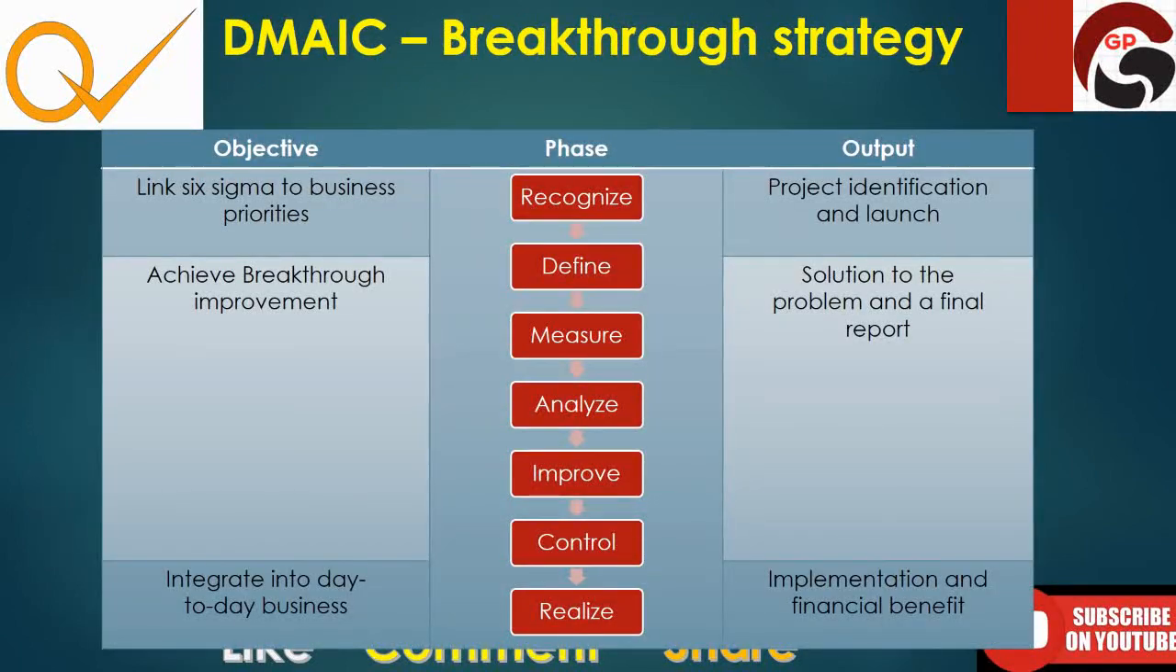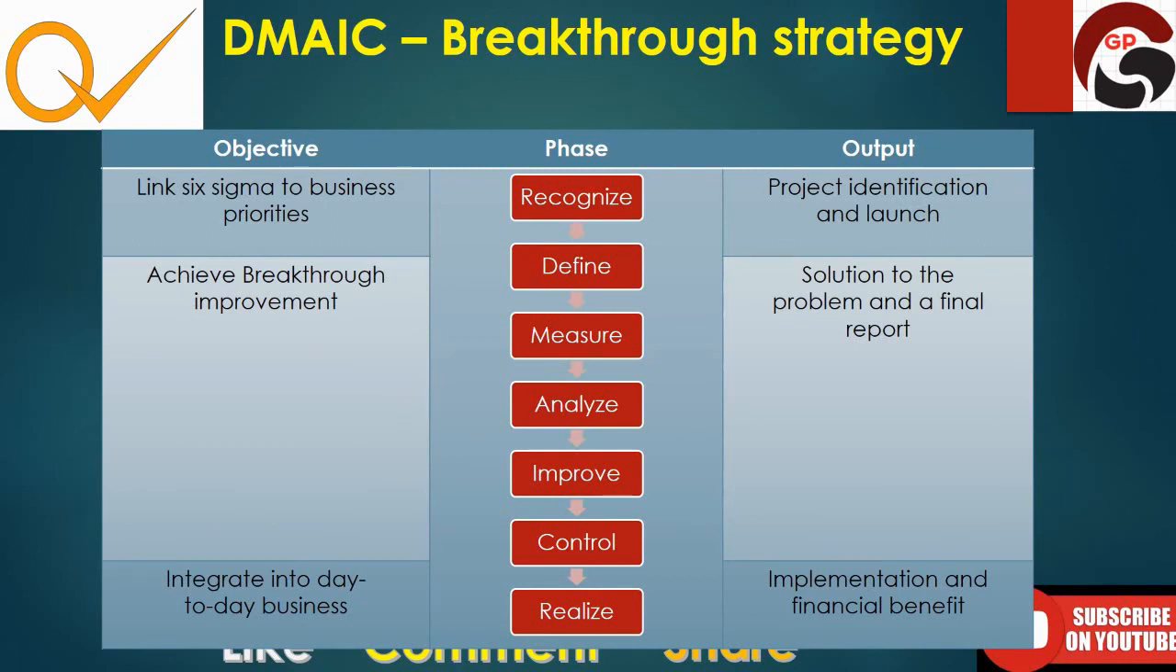DMAIC methodology. In this I will briefly explain what DMAIC is, what the different phases are, and how to use this to have a breakthrough strategy. In this DMAIC methodology we have different phases like recognize, define, measure, analyze, improve, control and realize. In the recognize phase we will link Six Sigma to business priorities, and do project identification and launch. When the project is launched, then we'll go for the define phase.